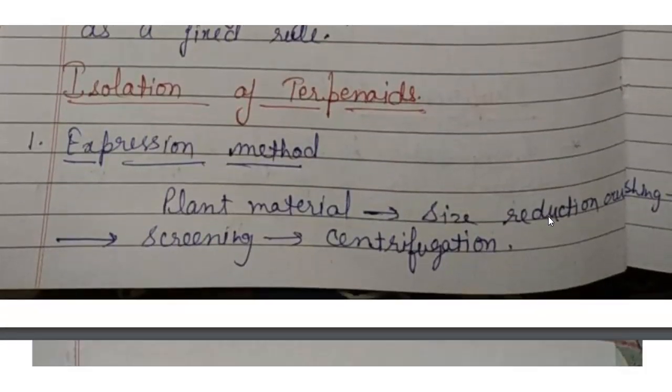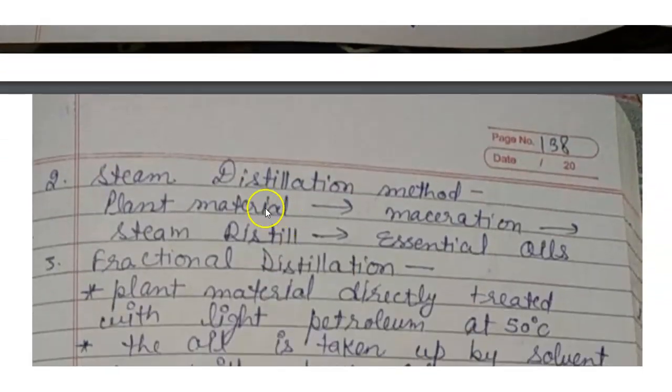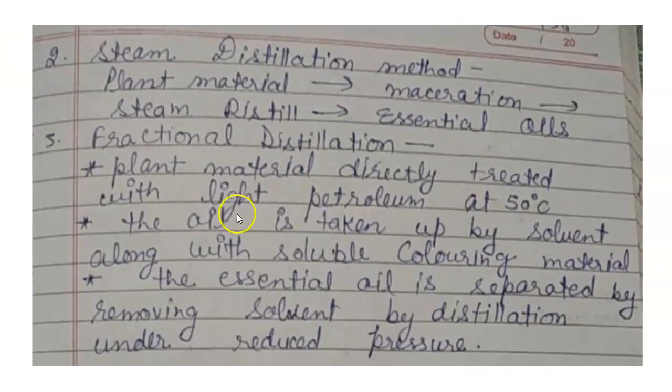Next is isolation of terpenoids. First is the expression method: plant material, size reduction, screening and then centrifugation. Second, the steam distillation method: plant material, maceration, steam distillation, essential oils.